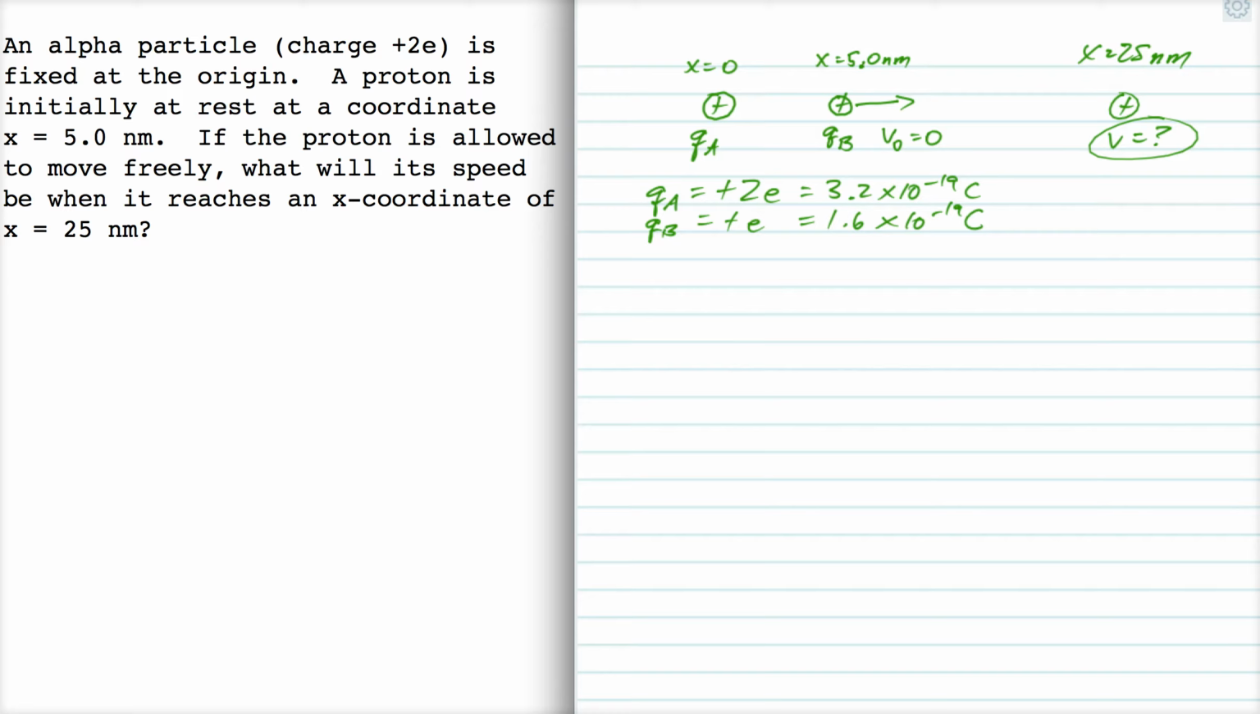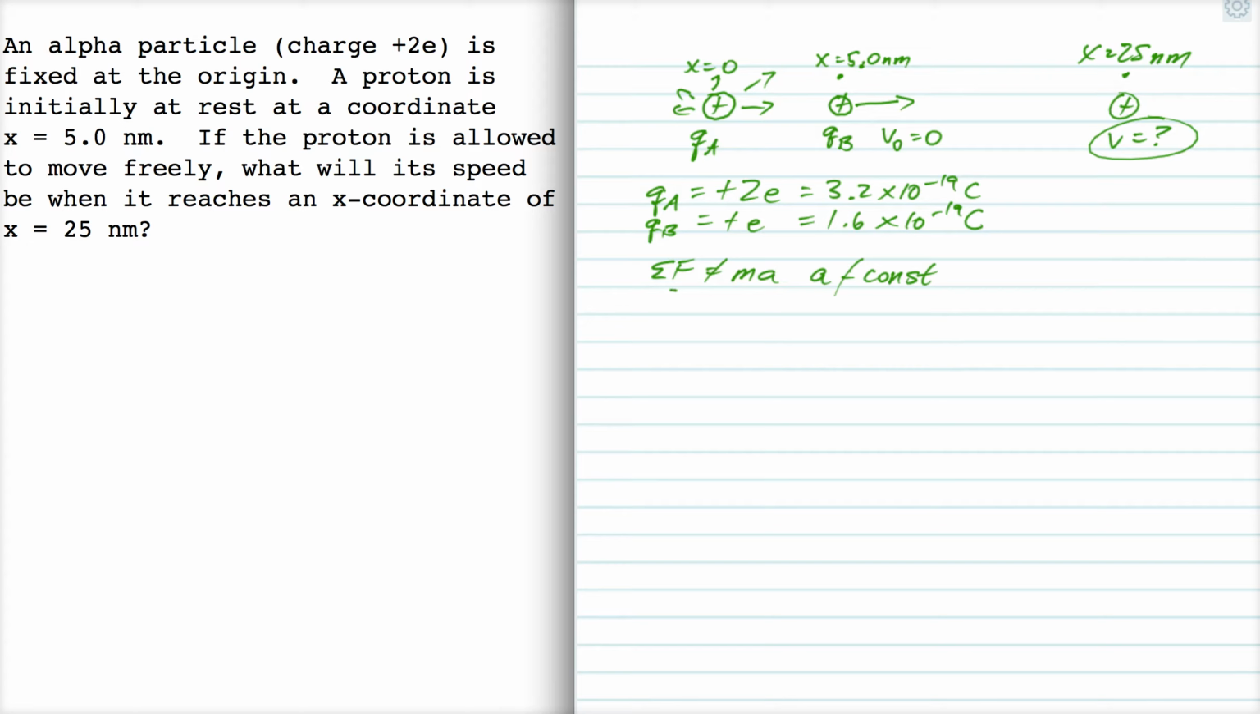So this is a non-uniform field problem, right? Because the field due to charge QA is radial and it diminishes with distance. So the force on QB right here is going to be pretty strong, but by the time it's out here, the force is going to be pretty weak. So that means we can't use Newton's laws. We can't say the sum of all forces equals ma, because the acceleration and the force are not constant. So this is a work energy problem.